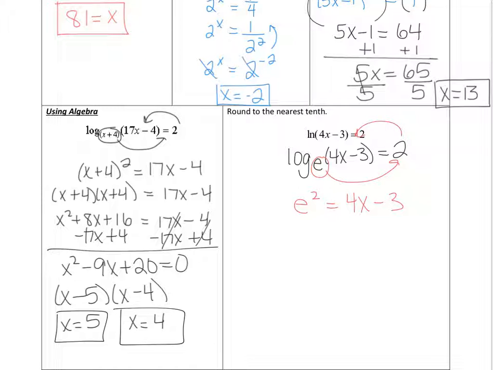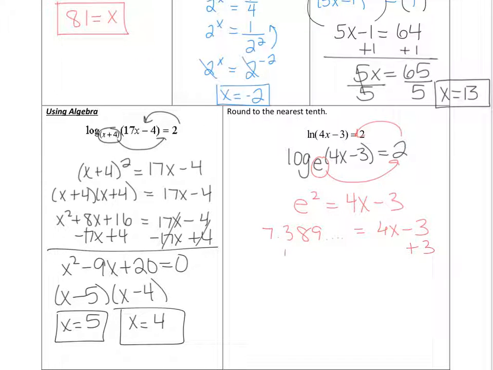Alright, so type in e to the second power and hit enter. You should get approximately 7.389... equals 4x minus 3. Now keep this value in your calculator so you can use all of the digits. And now let's just solve for x.